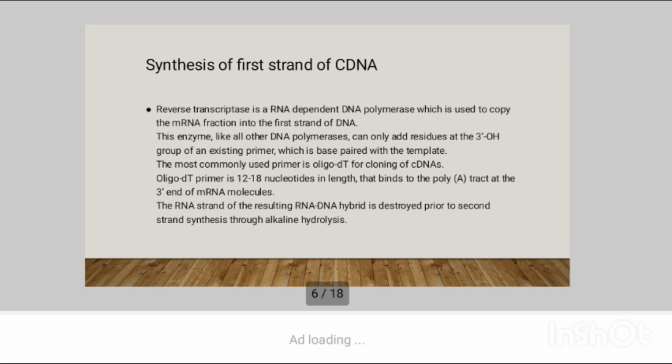Reverse transcriptase is an RNA dependent DNA polymerase that is used to copy the mRNA fraction into a first strand of DNA. Like other DNA polymerases, this enzyme can also add residues to the 3'-OH group of an existing primer, which is base paired with the template. Most commonly, the primer used for cloning of cDNAs is oligo-dT. The oligo-dT primer has 12 to 18 nucleotides in length and binds with the poly-A tract at the 3' end of the mRNA molecule. The RNA strand of the resulting RNA-DNA hybrid is destroyed prior to second strand synthesis through alkaline hydrolysis.